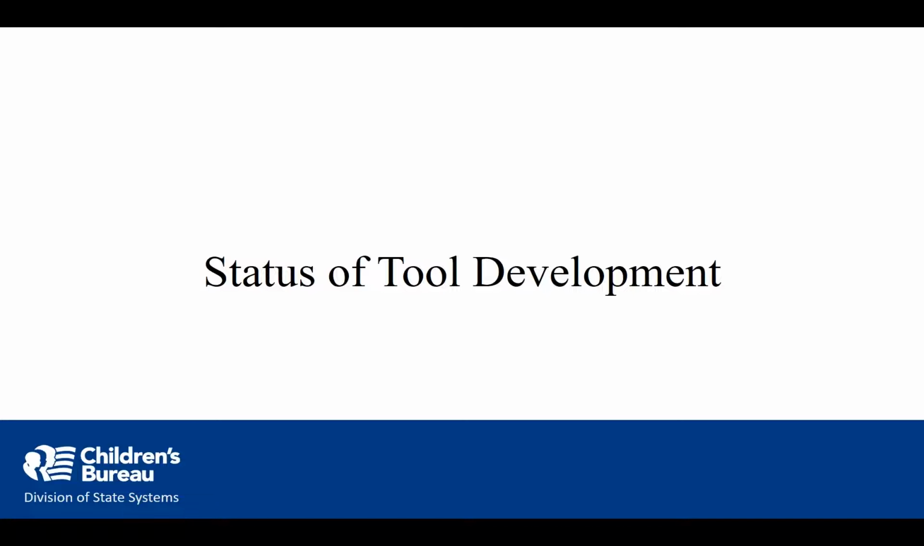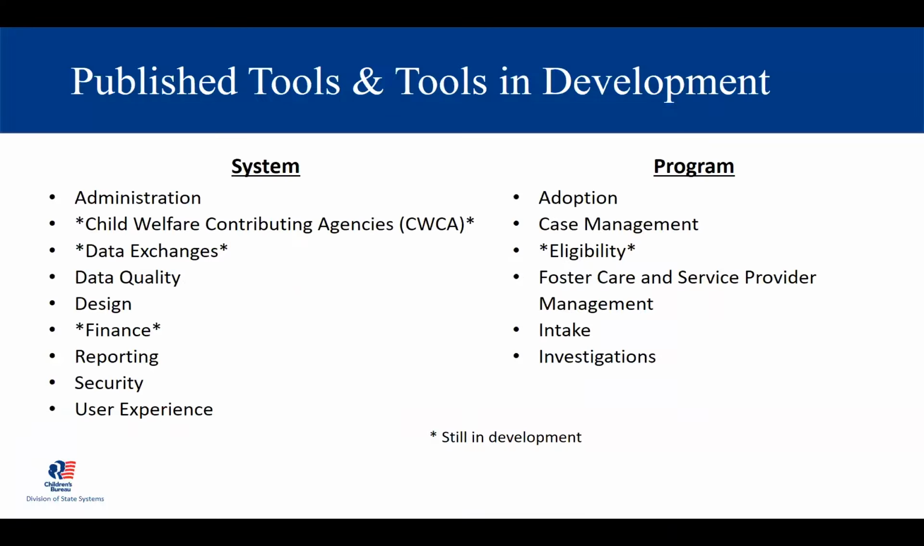So I'm going to kick us off this afternoon with an update about the various tools, including those still in development. Next slide, please. So on your screen, you'll see two columns. On the left, we have what we call the system self-assessment tools, and on the right, what we are calling the program self-assessment tools. A few of them are highlighted there and indicate the ones that are still in development. There are 4 of them. We're actively working on them, and we did receive a question during the last webinar about what our target date is for these 4 tools.